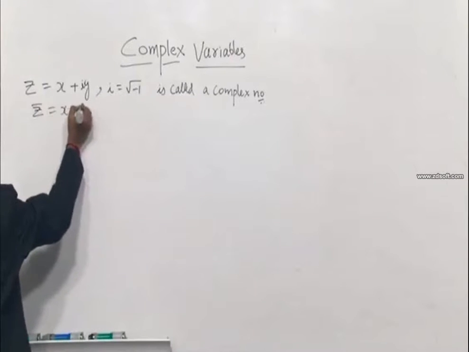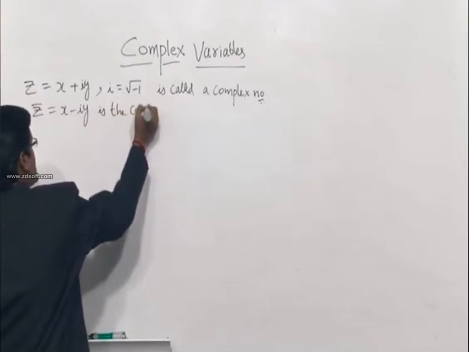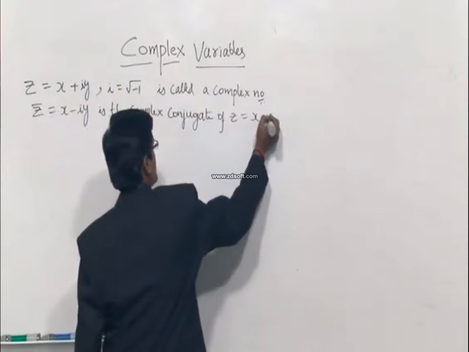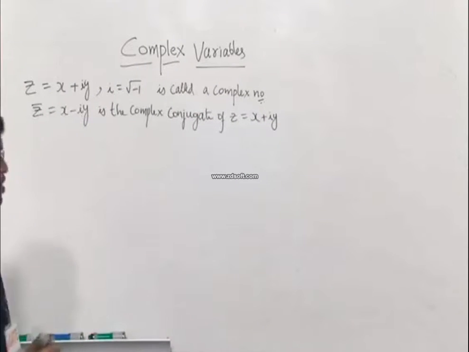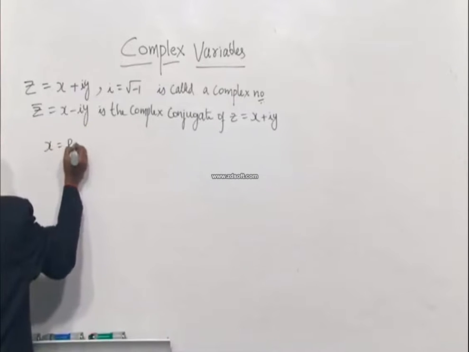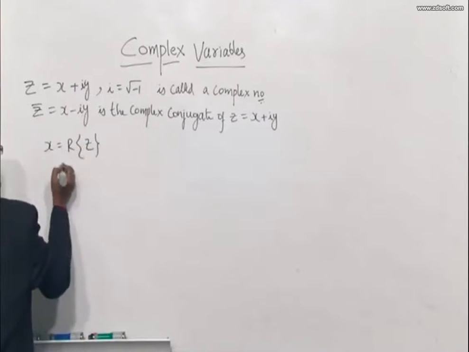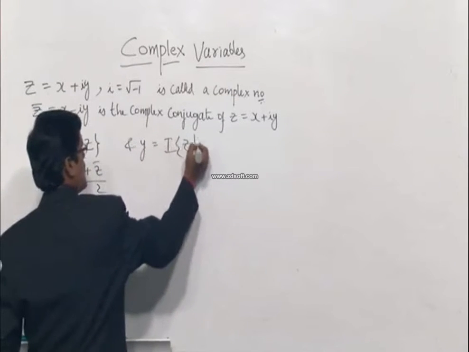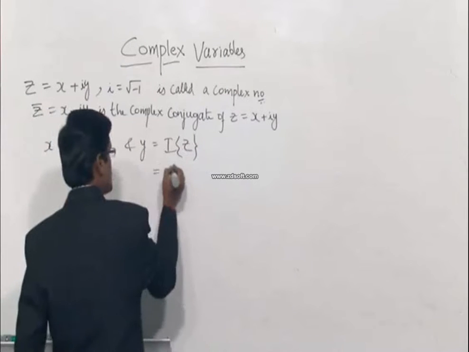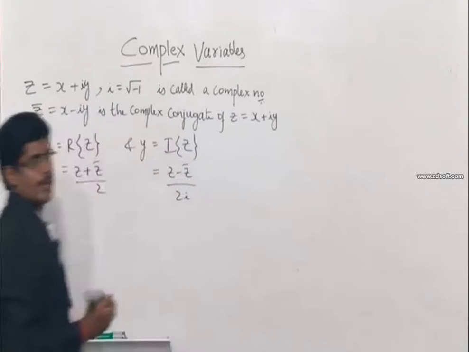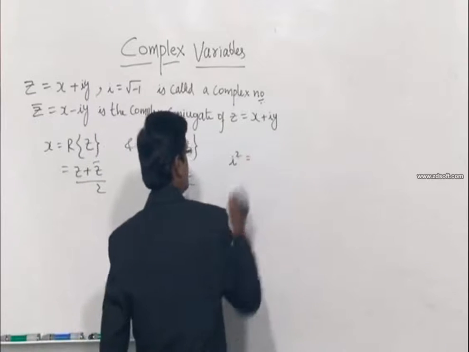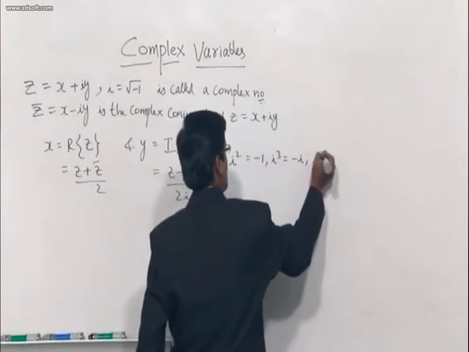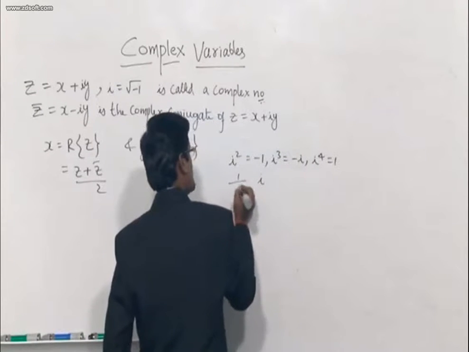Z bar is equal to x minus iy, the complex conjugate of z is equal to x plus iy. X is called the real part of z, y is called the imaginary part of z. X is equal to R of z, which can also be written as z plus z bar by 2, and y is equal to I of z, imaginary part of z, which can also be written with the help of z and z bar as z minus z bar by 2i. I am just recalling what we studied in 11th standard: basics, formulas. i square is minus 1, i cube is minus i, i power 4 is 1, and 1 over i is equal to minus i.